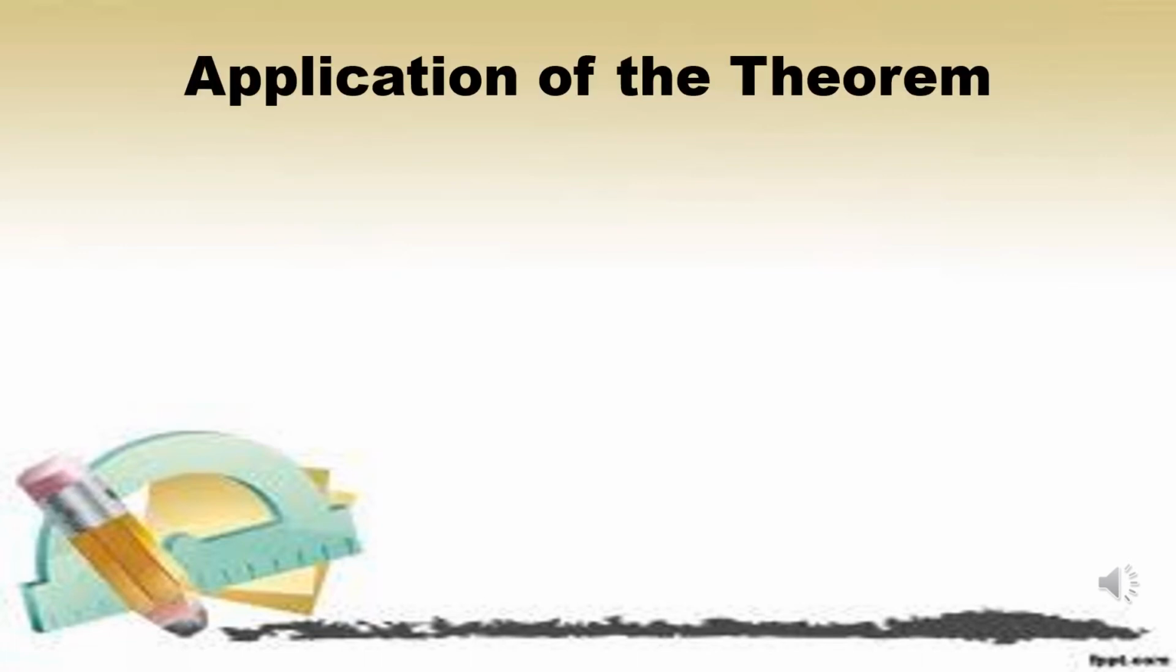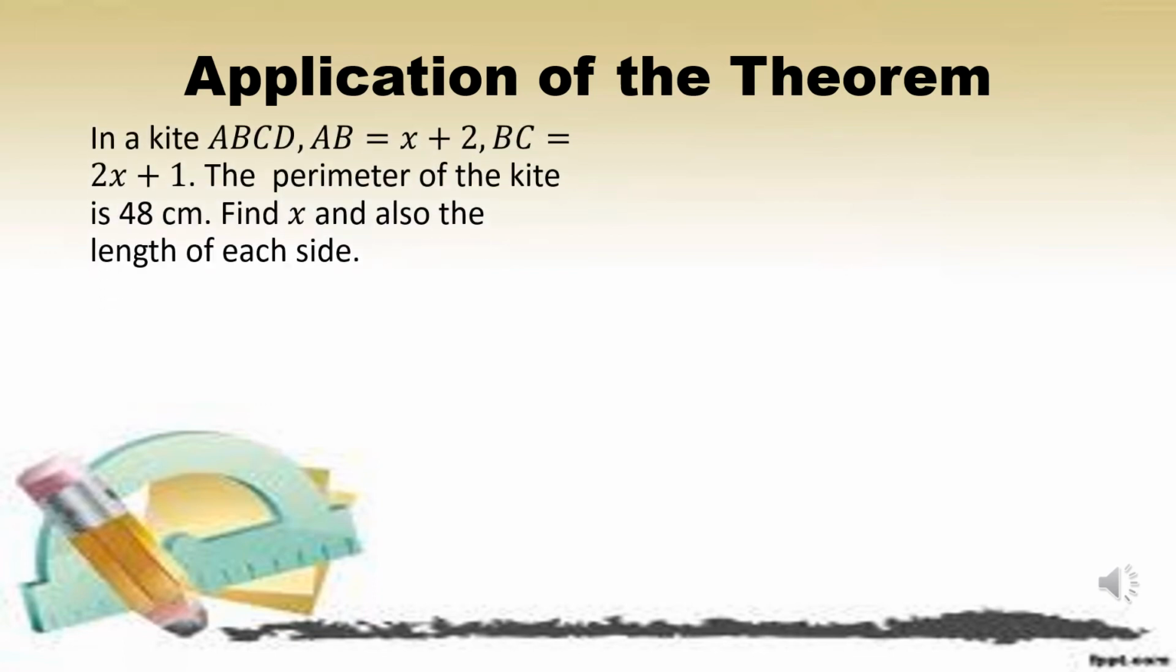Let's go to the application of the theorem. In a kite ABCD, AB is equal to x plus 2, BC is equal to 2x plus 1. The perimeter of the kite is 48 centimeters. Find x and also the length of each side. First, look at the figure and examine what sides are given.